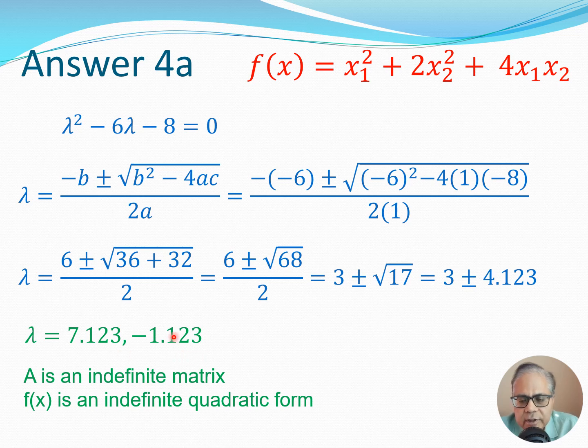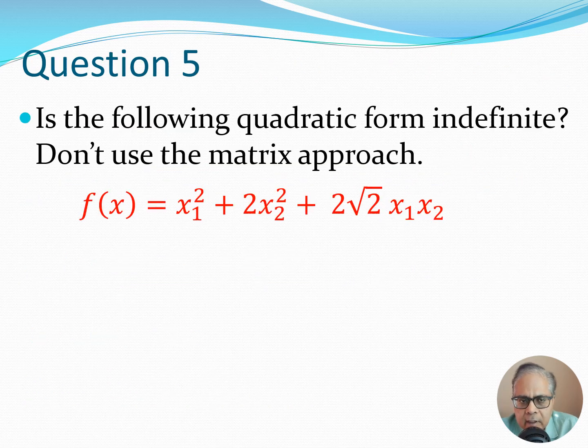Now, of course, you see here that there is one positive value and one negative value. If it was to be a positive definite matrix or quadratic form, both the lambdas would have to be positive. In this case, that has not happened. So A is actually an indefinite matrix and f(x) is an indefinite quadratic form. So that's something which we get from this problem.